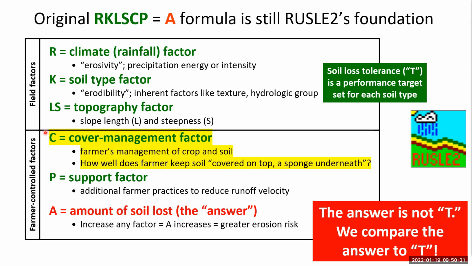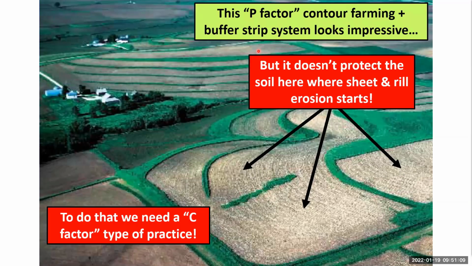The farmer can do two types of management, a cover management or management type activity, but also a support factor. And I want to emphasize the difference. A P or support factor, support practice, is a very specific type of practice that reduces runoff velocity primarily. It can also involve draining the field, but this is going to be a very limited range of activities, right? While most of our farmers' management is going to fall under the C factor. And I'm going to use this diagram to emphasize this idea.